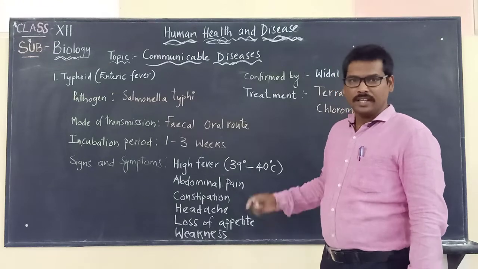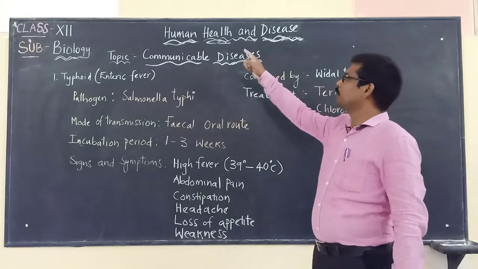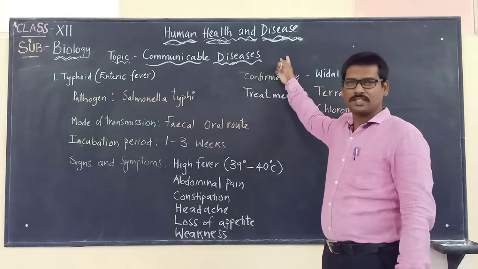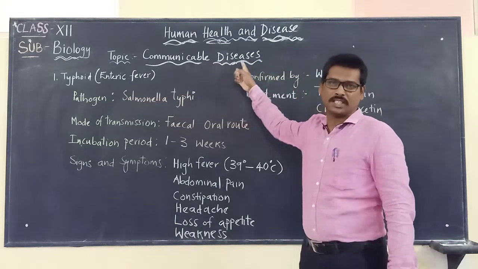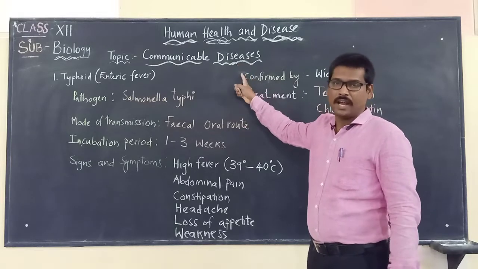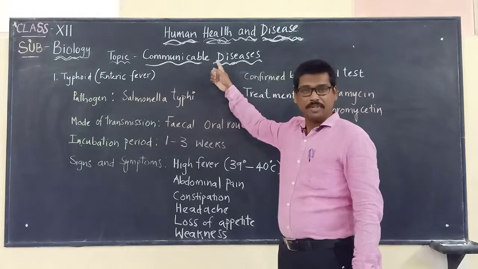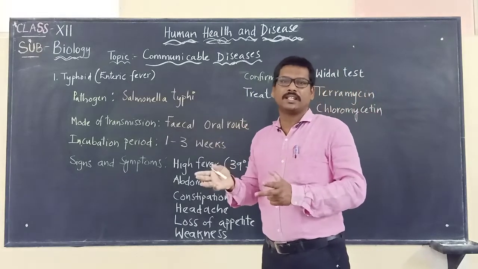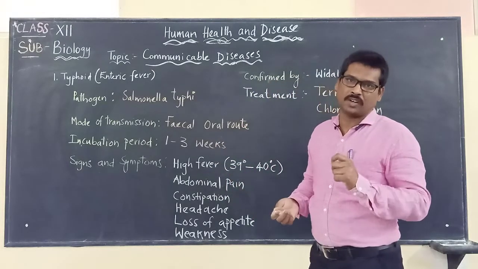Hi everybody, in this video we are going to discuss the chapter Human Health and Disease, and the topic under this chapter is Communicable Diseases. We know what we mean by a communicable disease: diseases which spread from one person to another person. We call them infectious diseases.